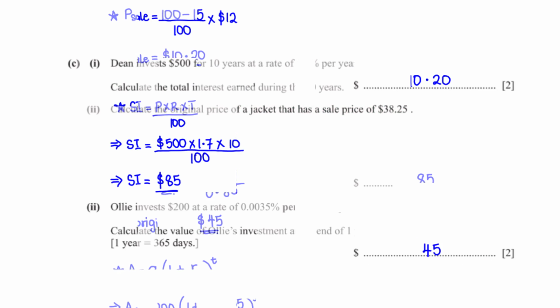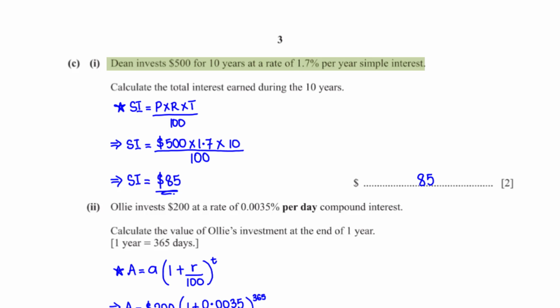Dean invests $500 for 10 years at a rate of 1.7% per year simple interest. Calculate the total interest earned during the 10 years. We can find the total interest using this formula. P, which is the principal or the initial amount of money put into the investment, has been given as $500. R is the rate, and that is 1.7. T is the time duration for the investment, and that is 10. When we type this into the calculator, we get the total interest as $85.